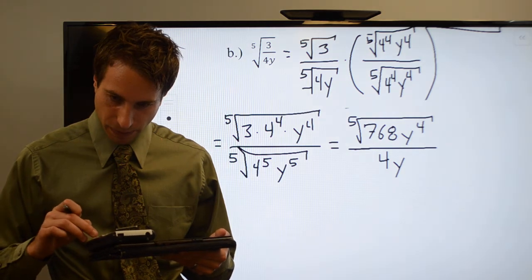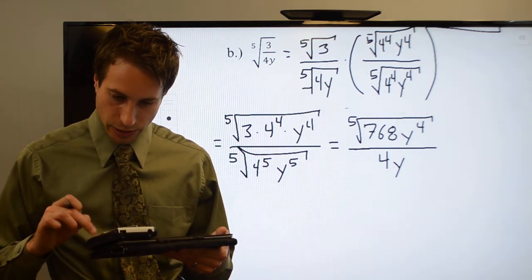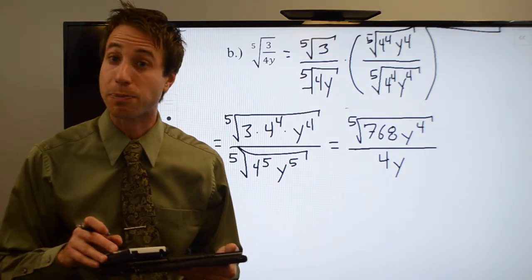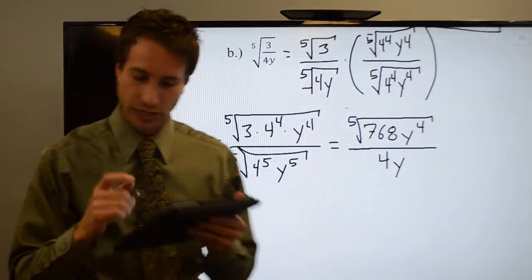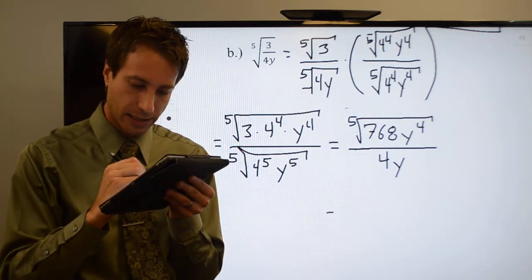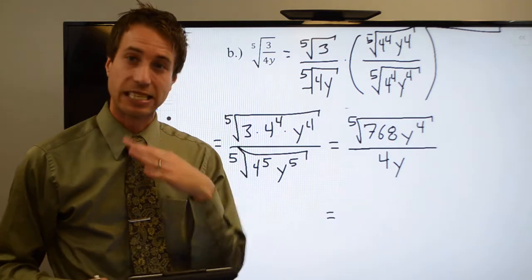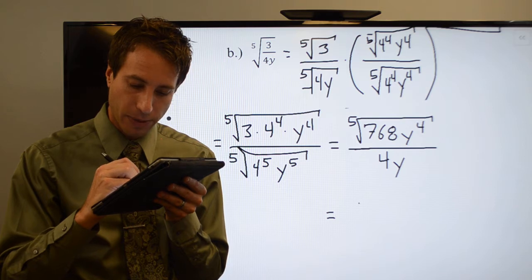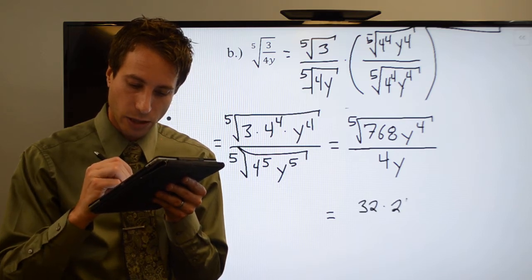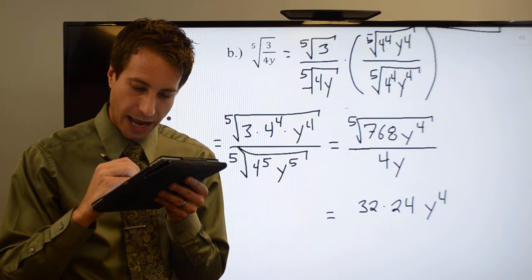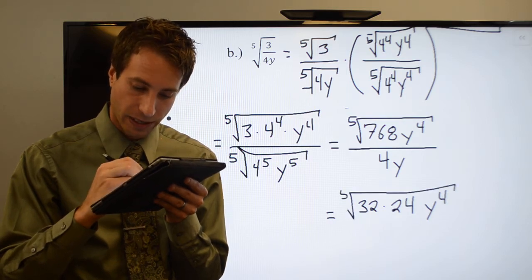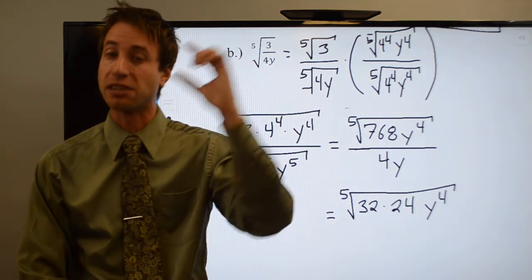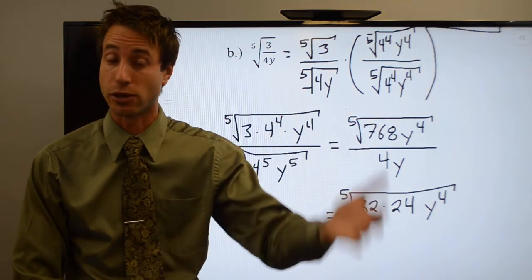768 is divisible by 32, which gives me 24, and 32 is a perfect fifth root. Okay, so actually here, this is awesome. I'm really glad I did this. 768 is not a perfect fifth root. However, 768 can be broken up into a 32 times a 24. And guess what is a perfect fifth root? Yeah, 32. It turns out that 2 to the 5th power is 32.